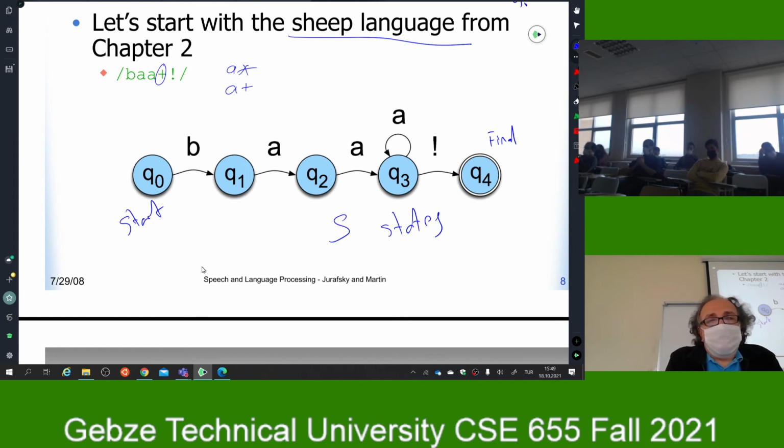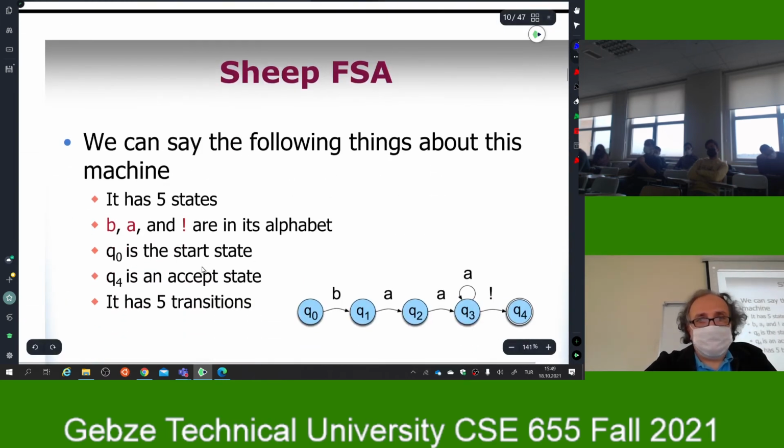It turns out that many human languages, especially languages like English, where the morphology is not that difficult, these finite state machines, these finite state automata should be sufficient to make this kind of analysis. Okay, and this language is very simple. This sheep language, it is this, right? There is no ambiguity in it actually. Okay, there is no ambiguity. It is always the same analysis.